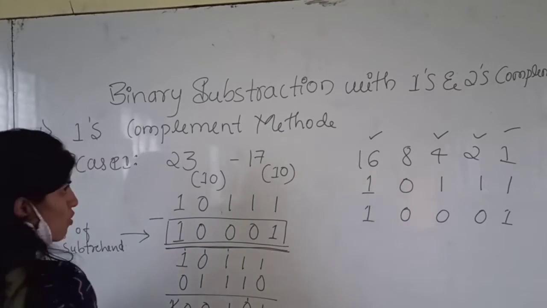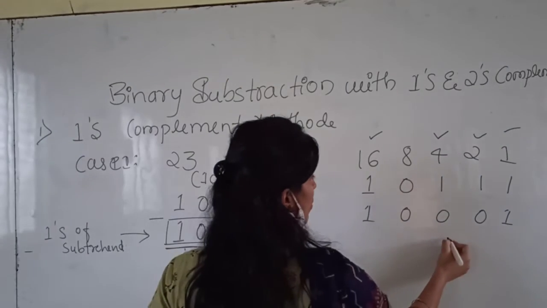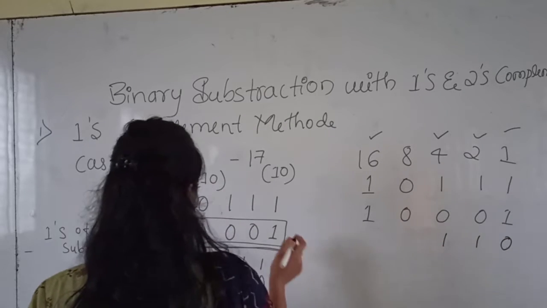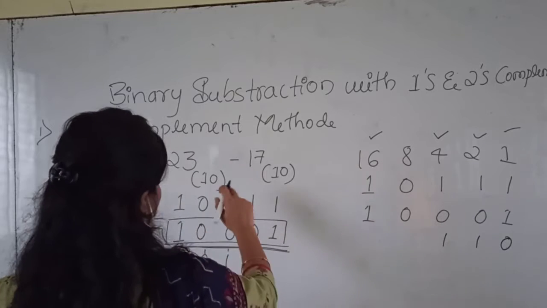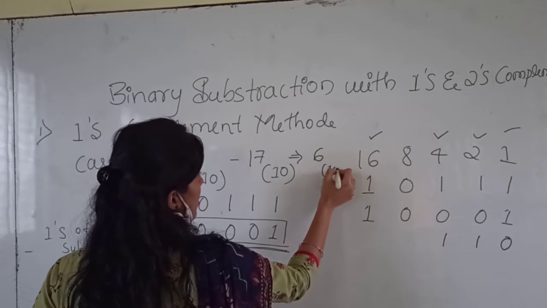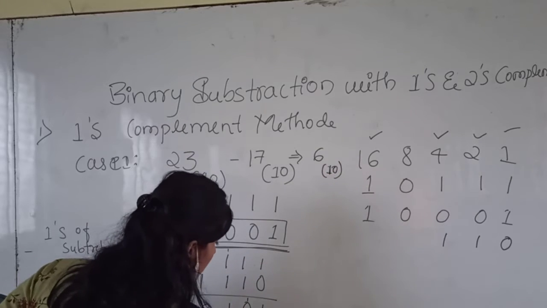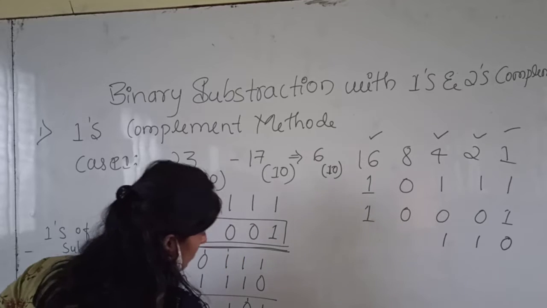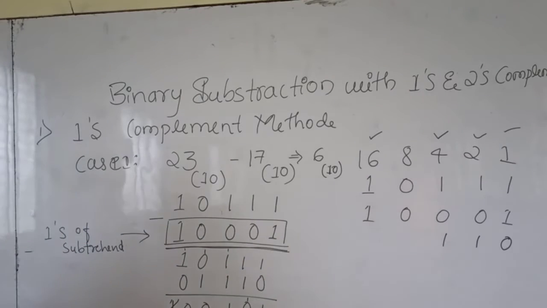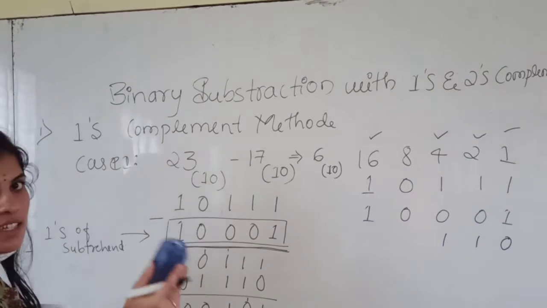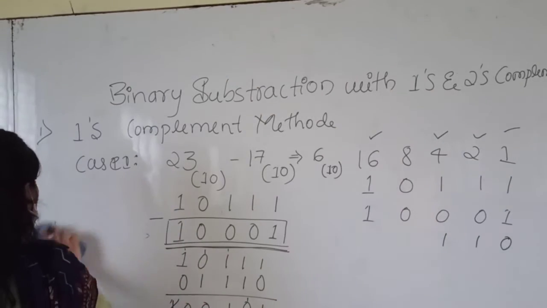This 1 1 0 is equivalent to 4 plus 2, which means 6. 23 minus 7 is also 6 in decimal. Hence we get the result as 6. Understood? That is the ones complement method for binary subtraction in case the minuend is greater than the subtrahend.